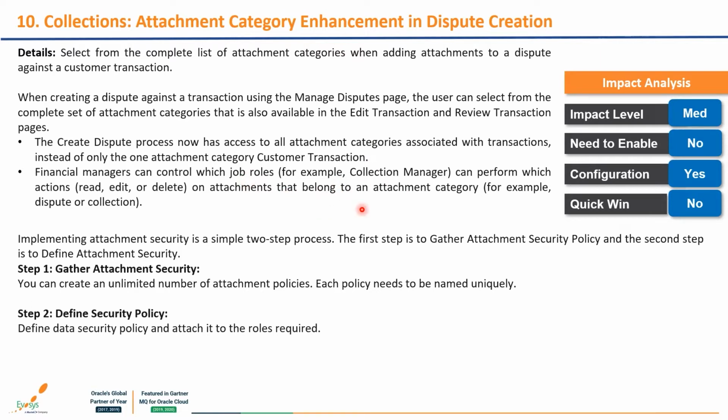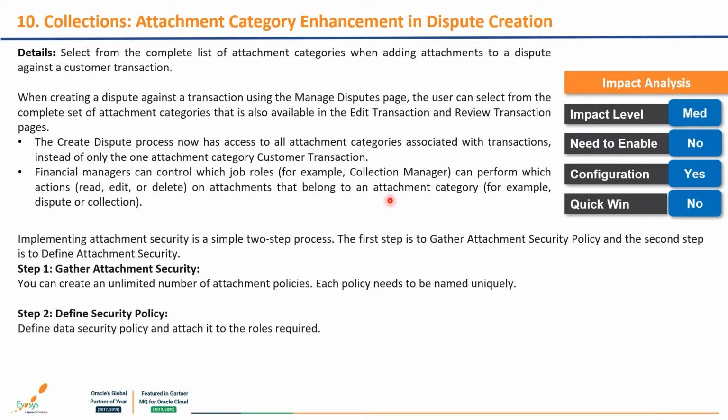First we need to identify and gather all the attachment security policies. Let's say I want to say that the collection manager should have access to all the attachments on attachment category collection, and they can add, delete, and also read them. But the receivables manager should only have read access to all the attachments on attachment category collection. So I can draft this many policies.